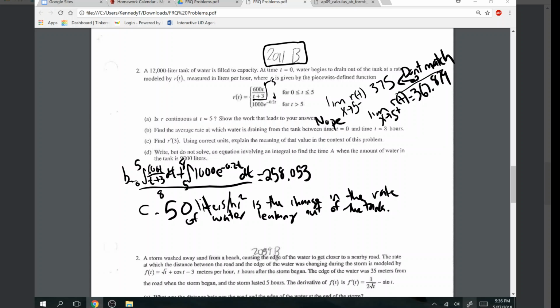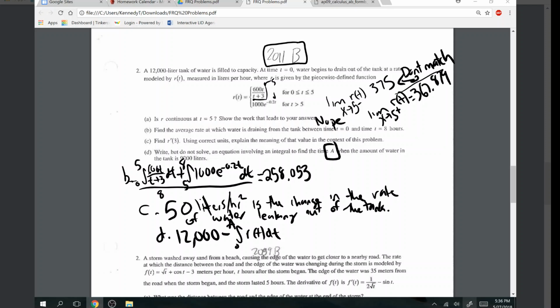Sweet. All right, last one. Write but do not solve an equation figuring out where the stuff in the tank is 9,000. So we start out with 12,000. We subtract this garbage, so this R of t dt thing, and we have this time a. They give us a variable, so we're going to go from 0 to a. And we're just going to keep going with R of t dt.